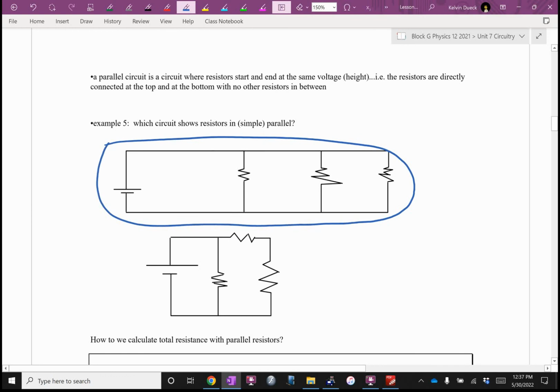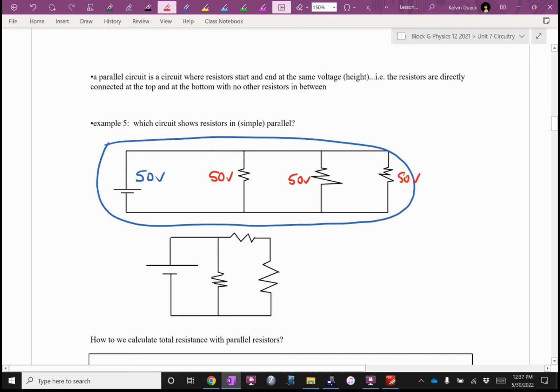And I'll prove it to you. You know they're in parallel if they also have identical voltage drops. Let's suppose this battery was 50 volts. Here's a possible ski run. How many volts must I lose going through this resistor then? How many volts must I lose going through this resistor if I follow this path? How many volts must I lose going through this resistor if I follow this path?